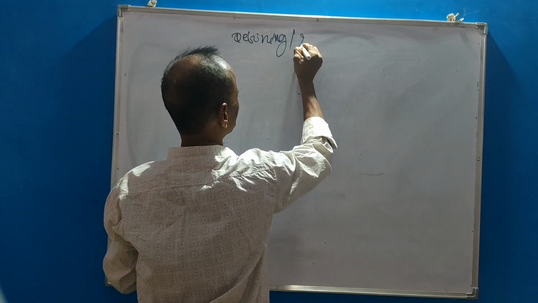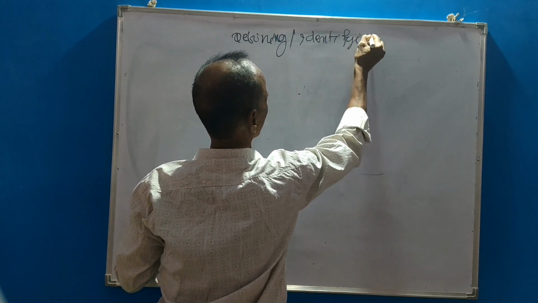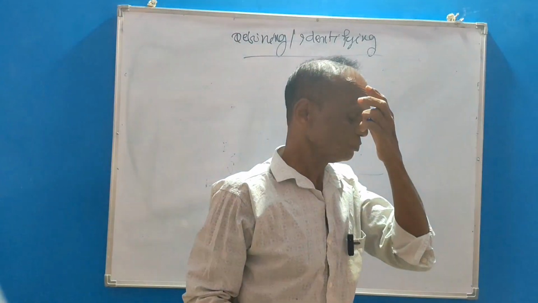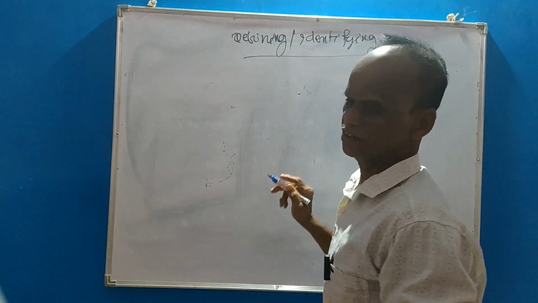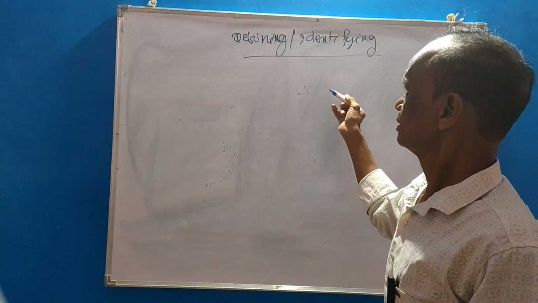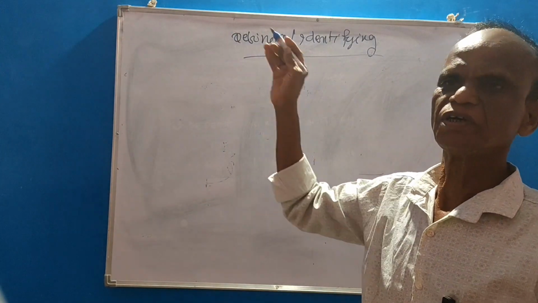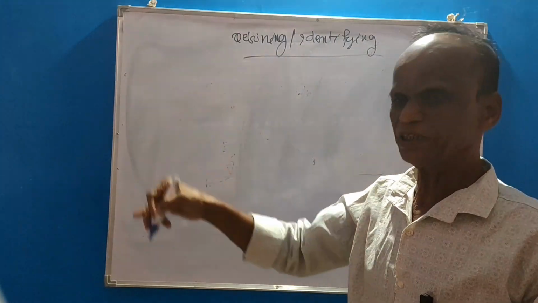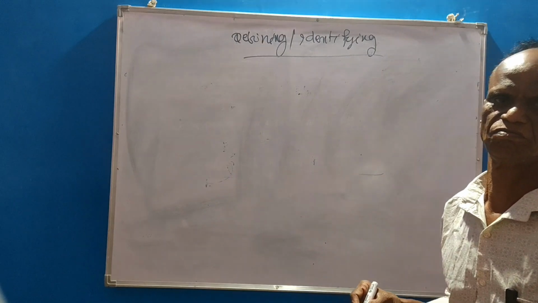Defining or identifying relative clauses. Okay. Defining relative clauses, that is, dependent clauses which modify a noun or pronoun in a sentence, which is essential for defining the noun phrase in the main clause.